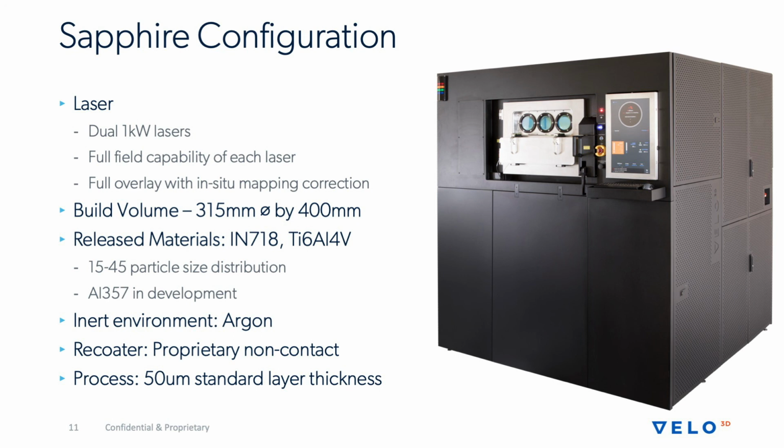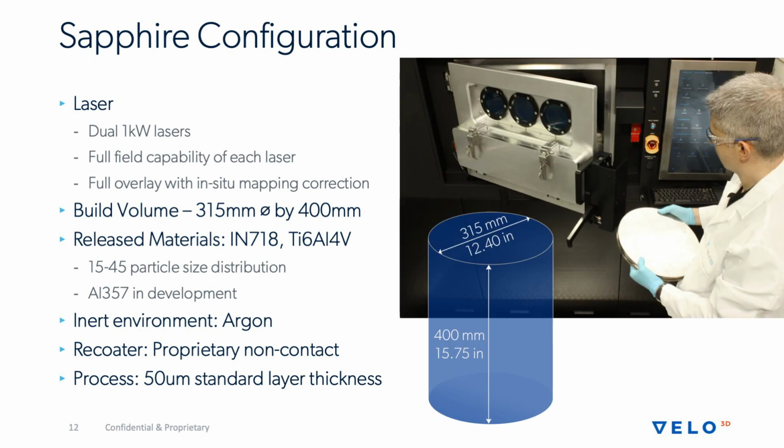Build volume in our system is a round profile, circular, 315 millimeters diameter, 400 millimeters tall. So all of the space is completely usable. When you're thinking about trying to fit parts into the system, this gives you an idea of what the maximum size is. Today, fully released materials are Inconel 718 and Ti 64. We're in the middle of development with aluminum F357. And we're moving to others that I'll mention at the end.